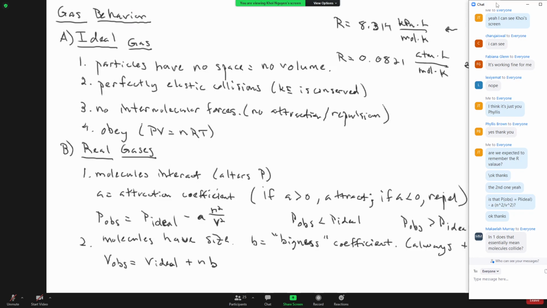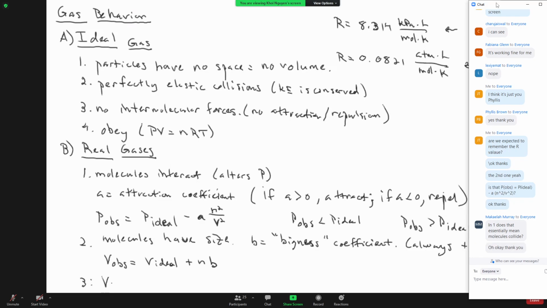Molecules interact with each other. So when they collide, they can either attract or repel. In an ideal gas, they would collide with each other and they would have no attraction to each other. So in ideal and real gases, collisions still occur, but in a real gas, the molecules then interact with each other. And then last but not least, you have van der Waals equation.